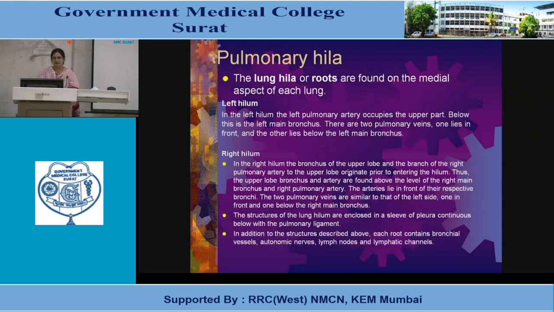Pulmonary hilum. The lung hilum or roots are found on the medial aspect of each lung. In the left hilum, the left pulmonary artery occupies the upper part. Below it is the left main bronchus. There are 2 pulmonary veins. One lies in front and the other lies below the left main bronchus.